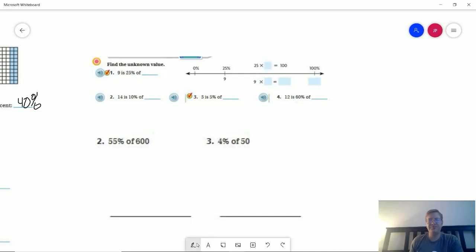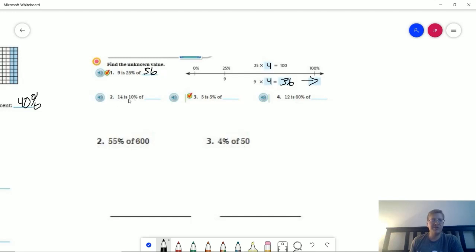And so if I do that, I can do 25 times 4 to get to 100. That means I can take my whole number 9, multiply it by 4 as well to figure out what number 100% would be, and that would be 36. And we could also represent that here. So 9 is going to be 25% of 36.